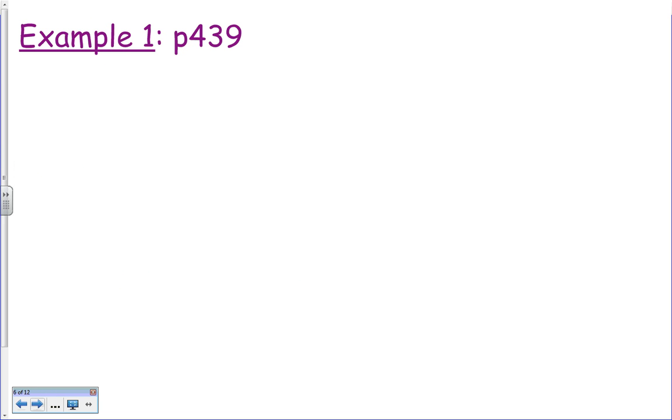Let's look at another example here on page 439. The integral of e to the 6x cosine of 4x dx. Now again, you're going to pick a u and a dv, but we're just going to make a u and a dv column, remember? We're going to go through this rapid repeated technique.